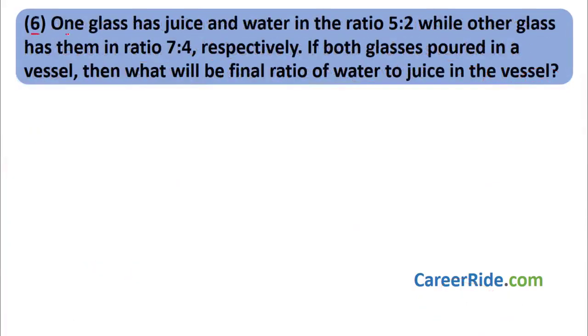Question number 6. One glass has juice and water in the ratio 5:2, while the other glass has them in the ratio 7:4 respectively. If both glasses are poured into a vessel, then what will be the final ratio of water to juice in the vessel?